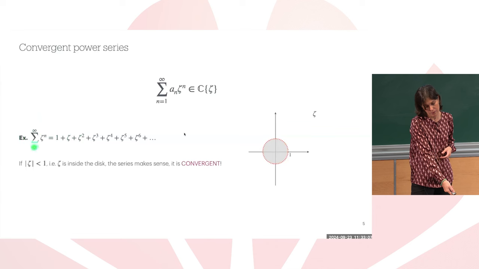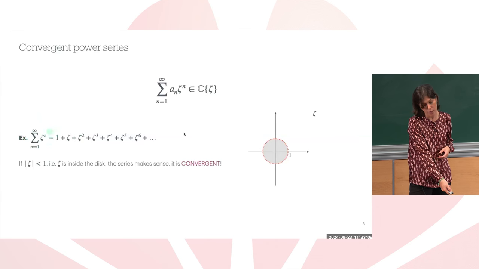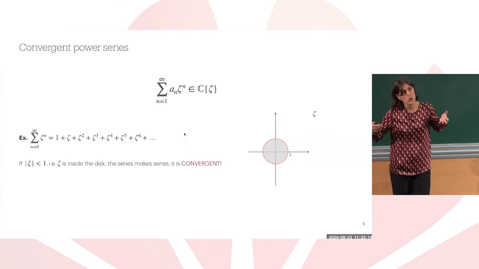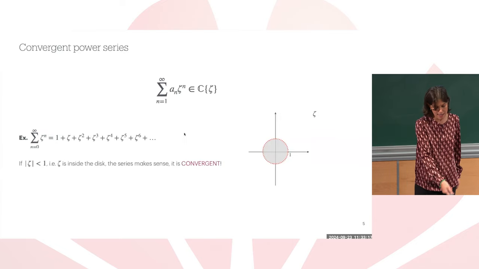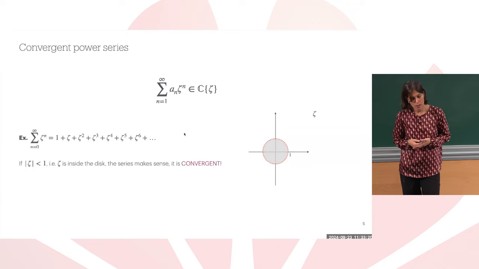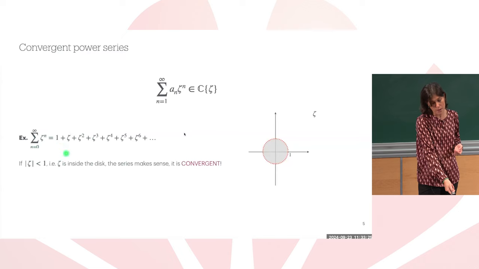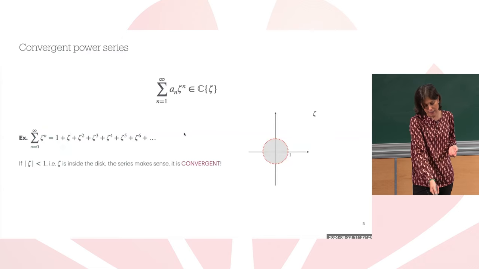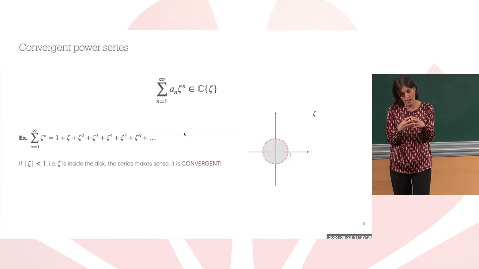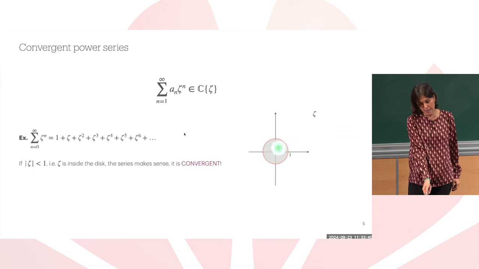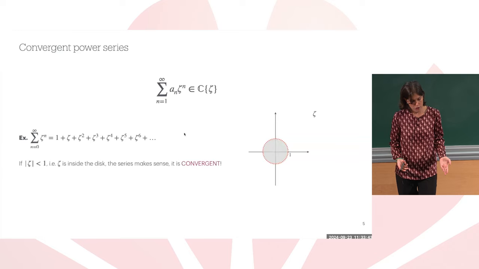So again, here I'm taking the sum where all the coefficients a_n are 1. You might expect that this series is also growing, so that maybe it doesn't make sense when you take the sum all the way to infinity. But in fact, for certain values of zeta, this is convergent. And the values of zeta that are allowed are the ones inside the unit disk. So again, this is a copy of the complex plane, but now in the variable zeta. And if you are in the gray region, so for zeta in this region, the series makes sense and is convergent. It's in fact a function.